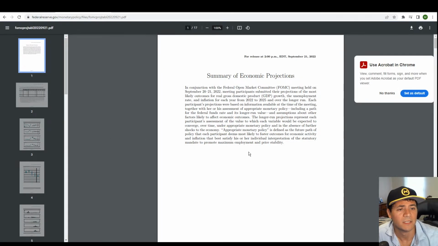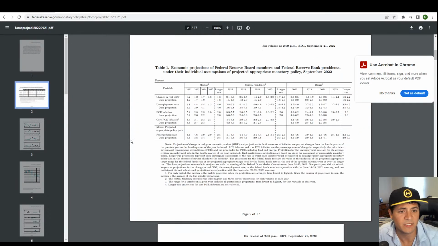What do we got? So Jpow says, in conjunction with the Federal Open Market Committee meeting held yesterday and today, meeting participants submitted their projections for GDP, unemployment, etc. So where is the big announcement? Let me get the bottom line up front, please. So GDP looks like we're rolling it down. We're below 2%. 2022, real change in GDP is 0.2%. So not quite a recession, but it's lower than it was in June, apparently.